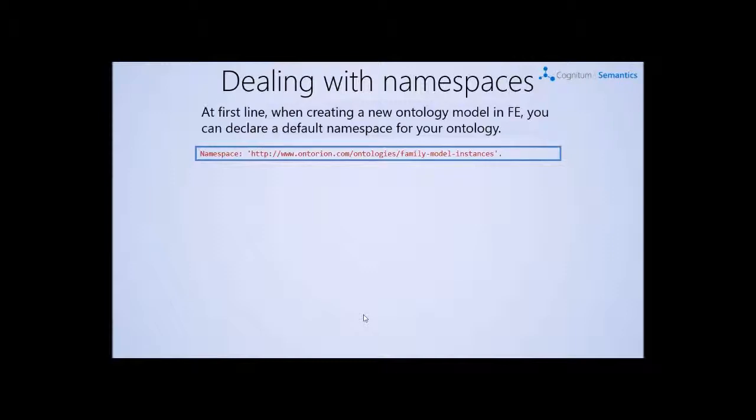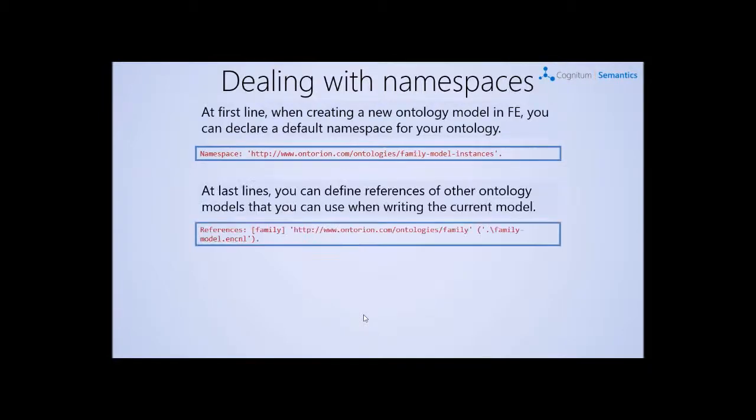So also in OntorionCNL, it is possible to define a namespace of the things you are writing, exactly as it is used in OWL. Plus, you can add references inside the file. For example, in this line we are adding a reference that is called family, and this is how we will use it inside the file. And this is the location where you can find the file.